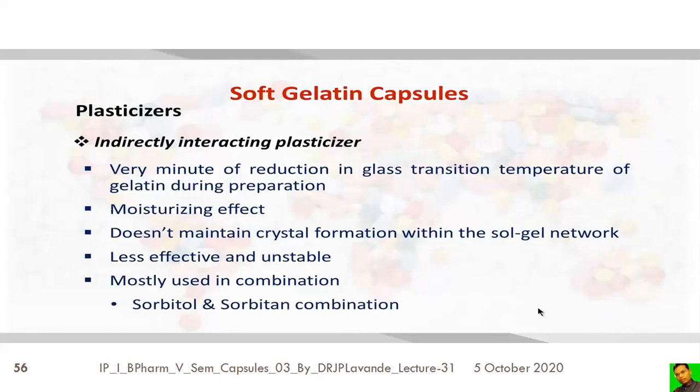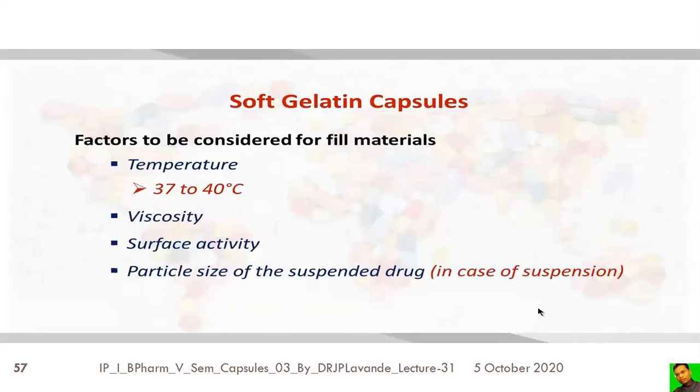Indirectly interacting plasticizers cause very minute reduction in the glass transition temperature of gelatin during preparation. They will have a moisturizing effect. They don't maintain the crystal formation within the sol gel network. These are less effective, unstable, and mostly used in combination. That is the indirectly interacting plasticizer. Examples are the sorbitol and sorbitan combination.